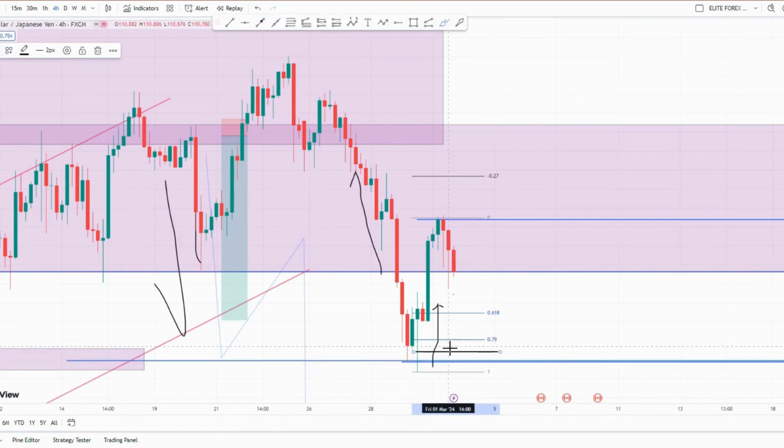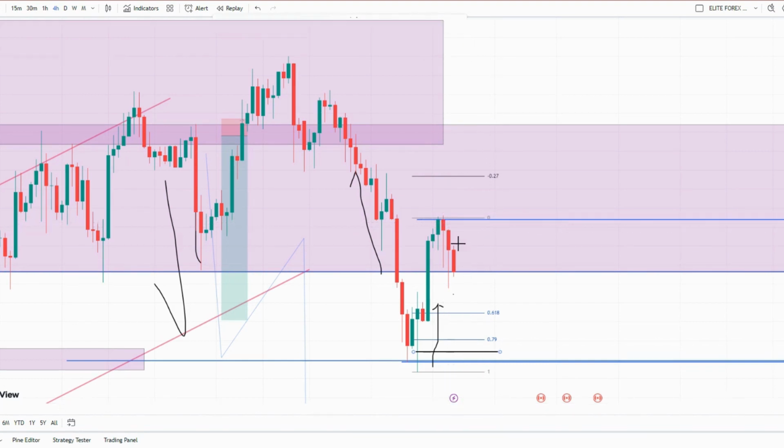So now, once the market broke from this point, went to this point, rejected again, came back, you can see it came back again to retest this position, then finally pushed up again to point 0. You can see point 0, and from this point 0 there was a minor retracement.